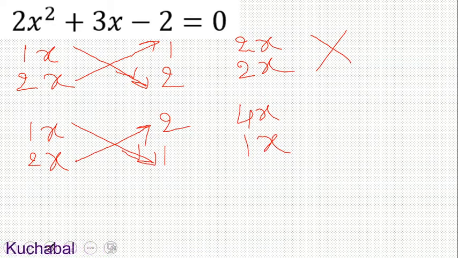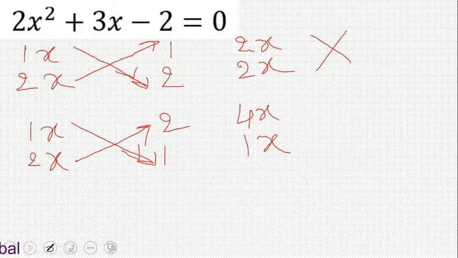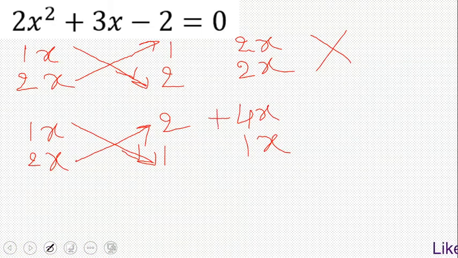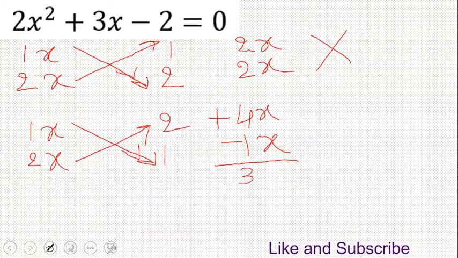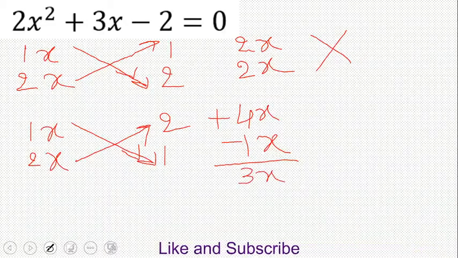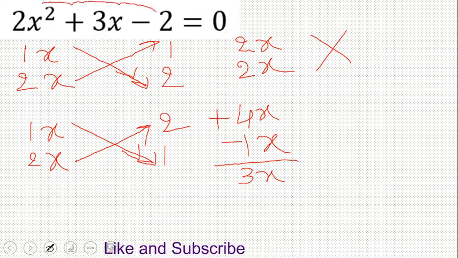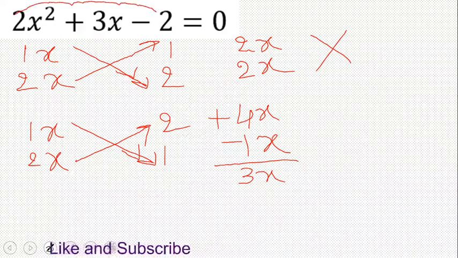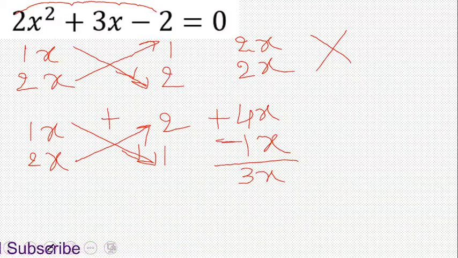So we observe that plus 3 we want. So bigger number sign positive, smaller number sign minus. So plus 4 minus 1, I am going to get 3x. And multiplication, minus 1 into 4, minus 4 we get. How is it? 2 into 2, 4. Yes, it verifies. Here it is plus, plus I introduce. Here it is minus, minus I introduce.